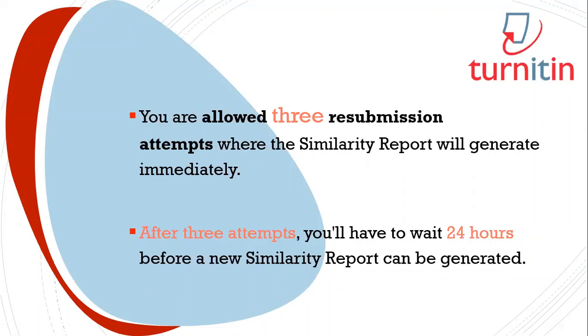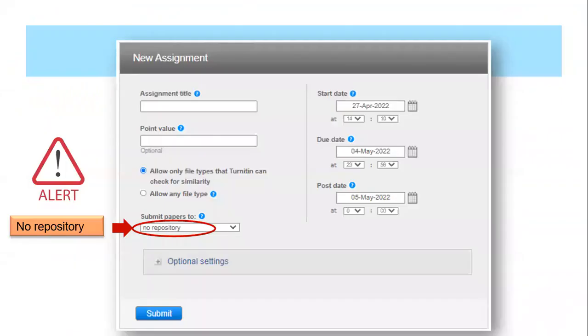If you use more than 3 times, it will get stuck and you will have to wait 24 hours to get the results. So there are 3 resubmissions available. Leisurely do your report again and you can resubmit. So that is about submitting by yourself.